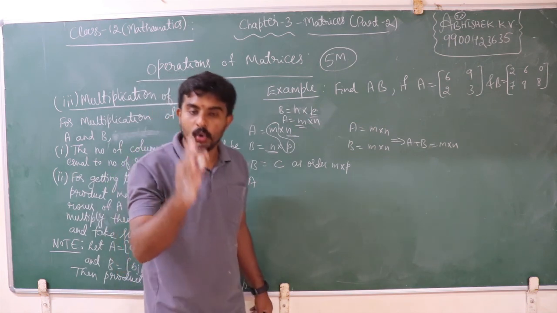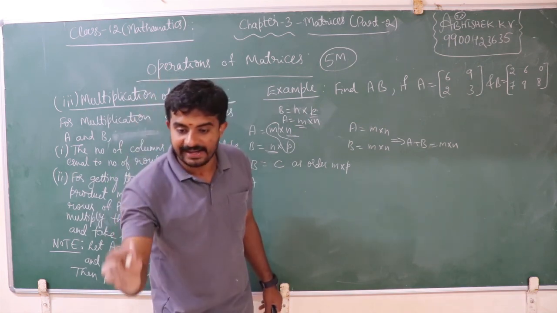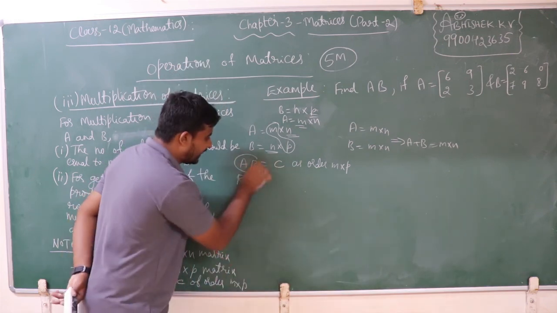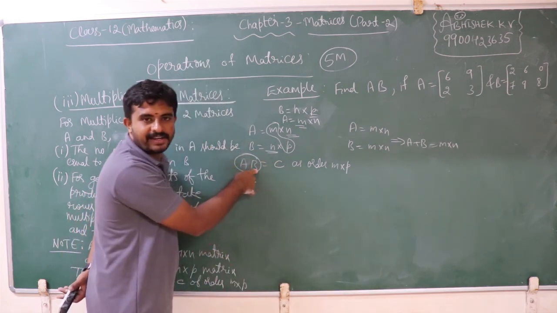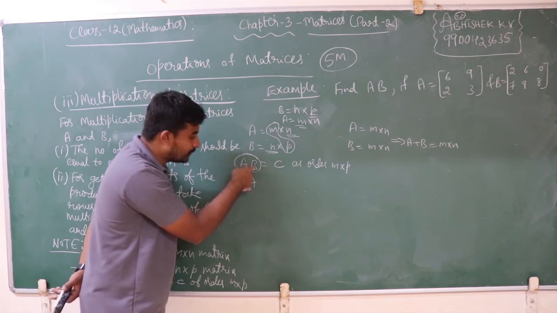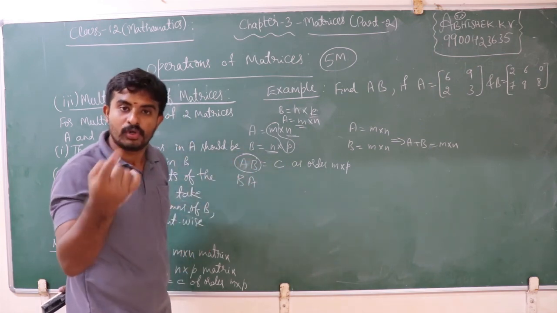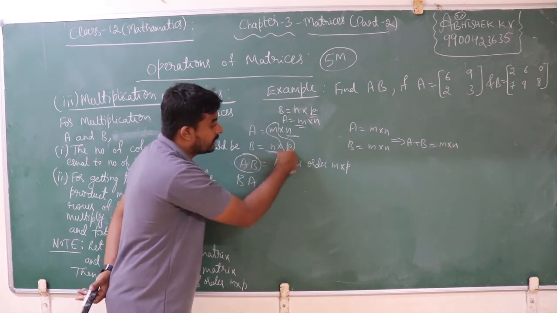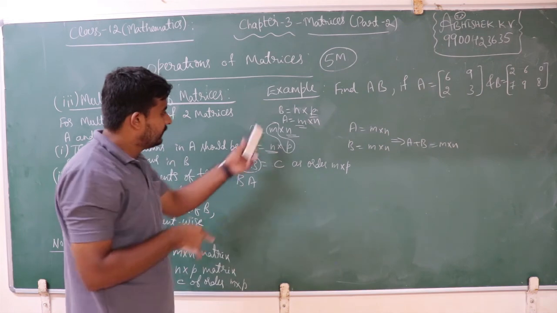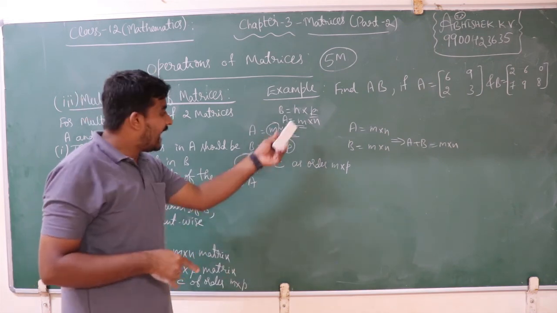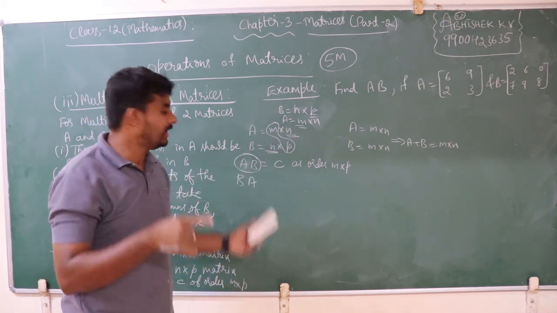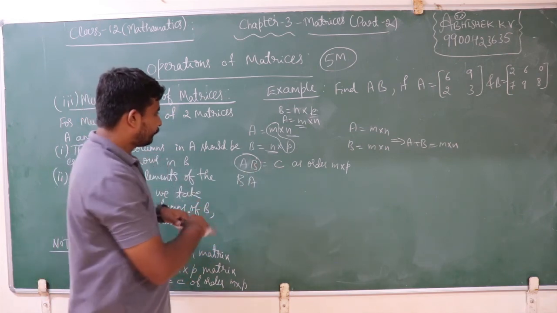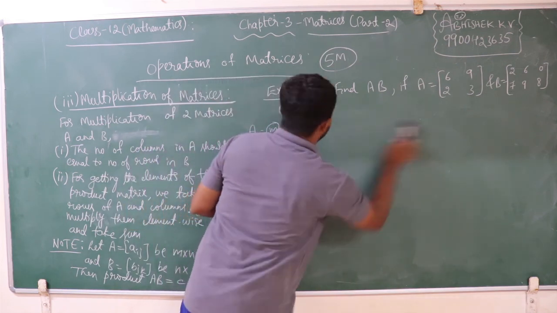AB is defined only when the number of columns in matrix A is equal to the number of rows in matrix B. That is, if I consider AB, A is the first matrix, B is the second matrix. The number of columns in the first matrix should be equal to the number of rows in the second matrix. Then only we do multiplication. That gives another matrix of order M cross N. The inner orders should be equal. Then only the multiplication is done. I hope you are all getting this. Then I move on to the example.